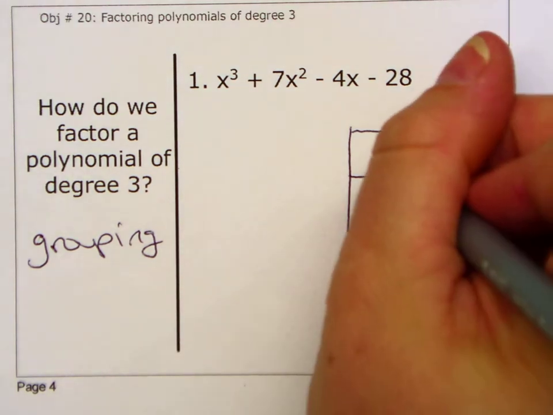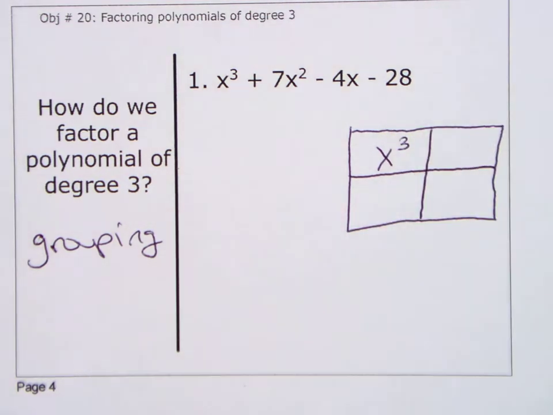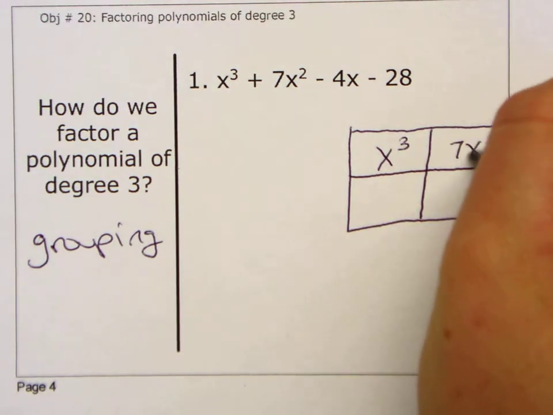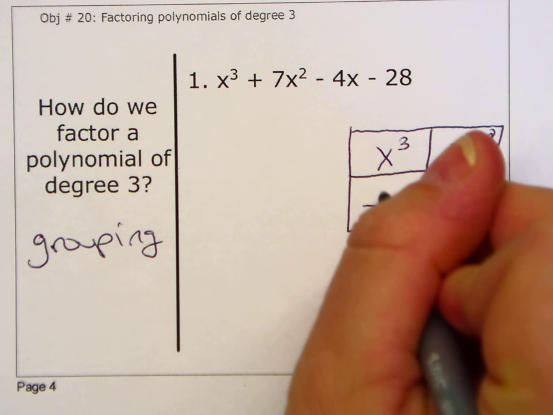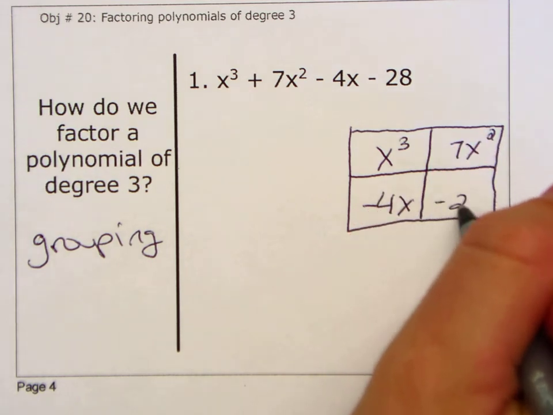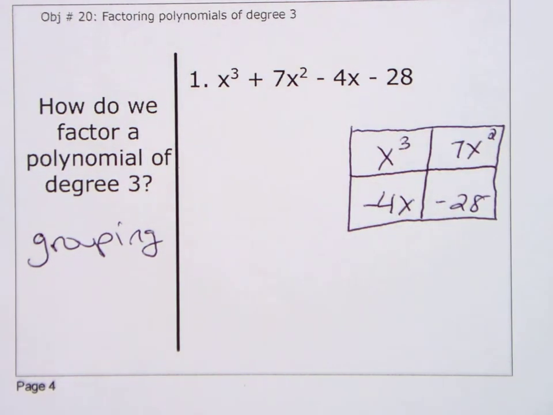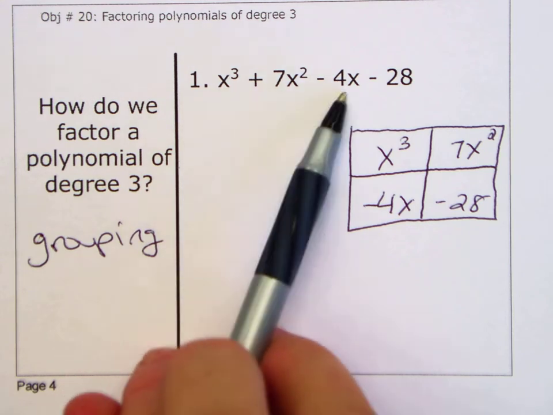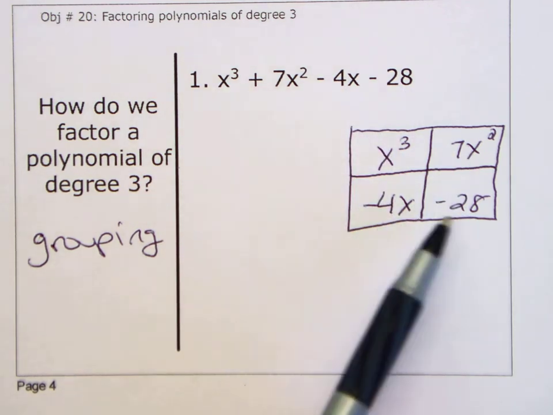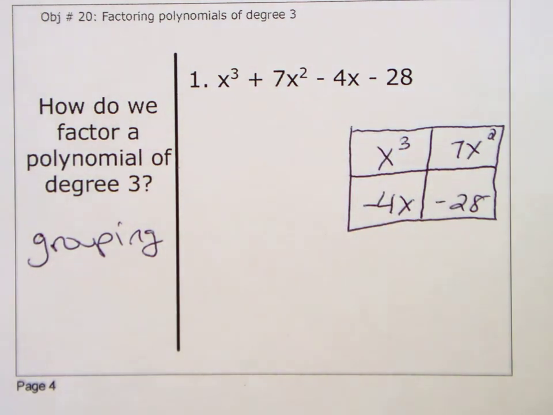x cubed, and the order matters. 7x squared, minus 4x, and minus 28. The order of where they go is important. 1, 2, 3, 4, 1, 2, 3, 4. Okay, so that is important. All right, so now for every pair of boxes, we're going to find the GCF.